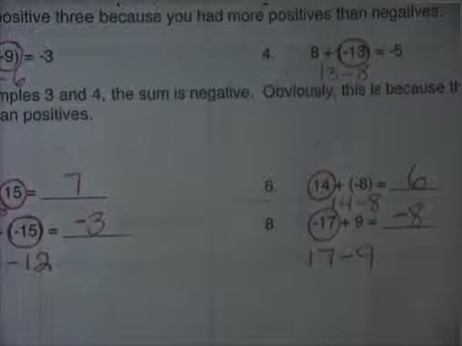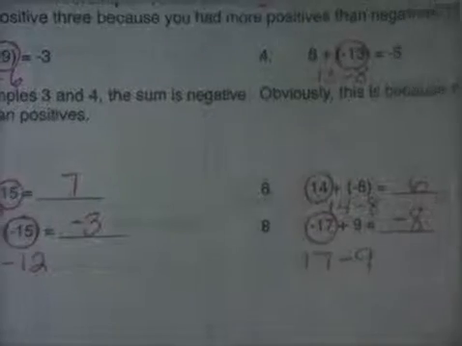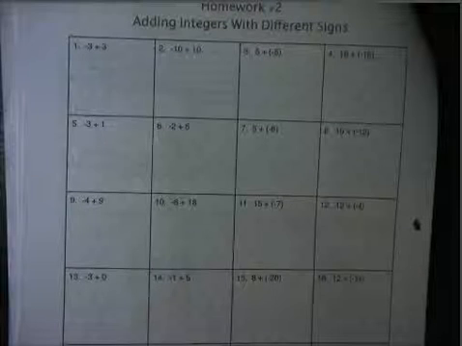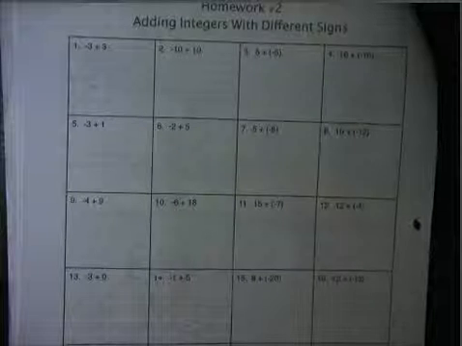Hopefully this video helped you to recall how to add integers with different signs. So let's go ahead and turn the page to adding integers with different signs, homework number 2. You're going to work all 20 problems on this page, and this sheet will be due when school starts in August. Once you finish, you can move on to your next lesson.